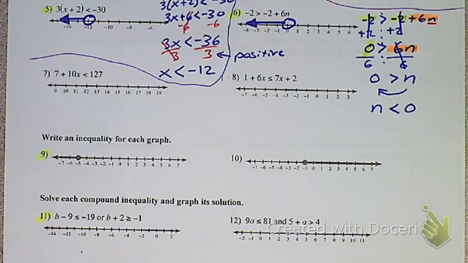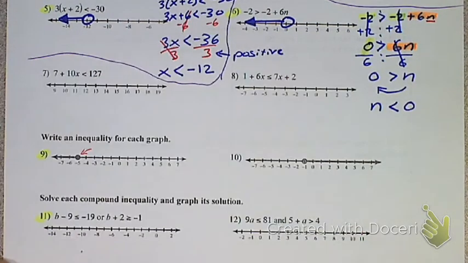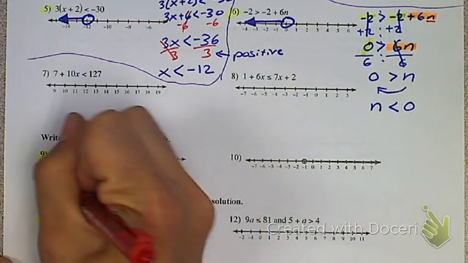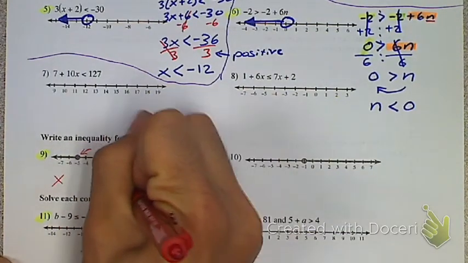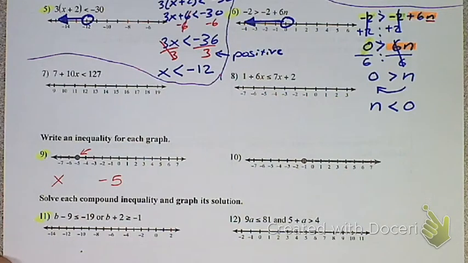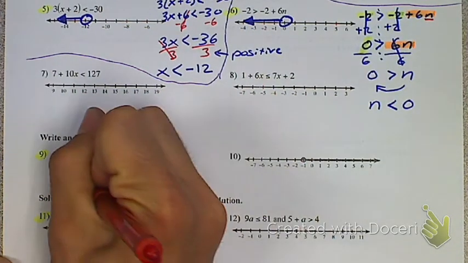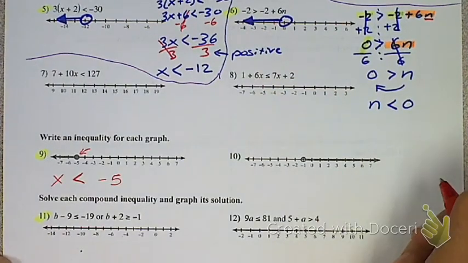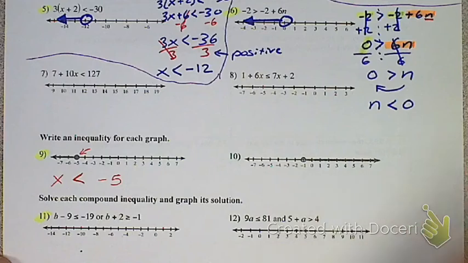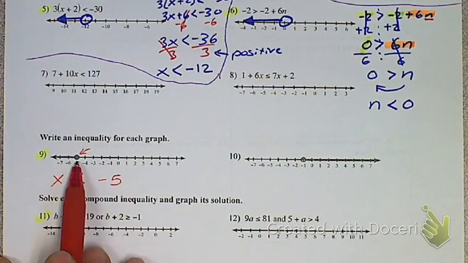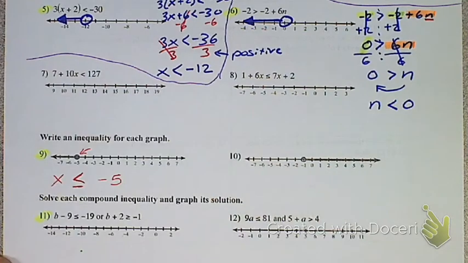For number 9, we start by looking at the number. That number is at negative 5. So I'm going to put x on the left and negative 5 on the right. It's going to the left, which means less than, and it's shaded in, so there's a line under it. And that's my answer.